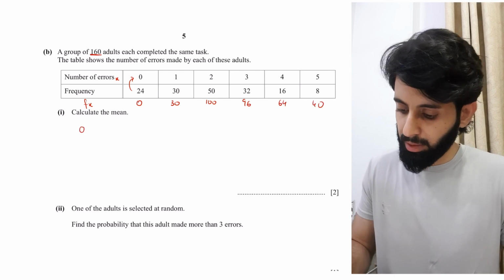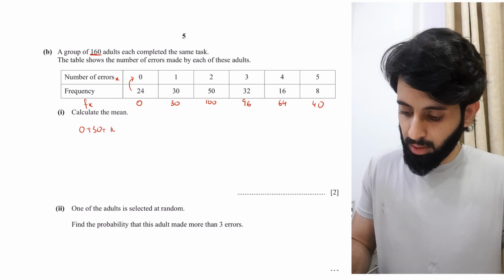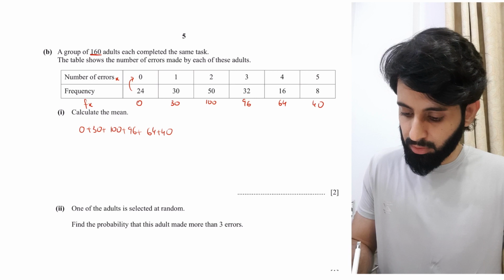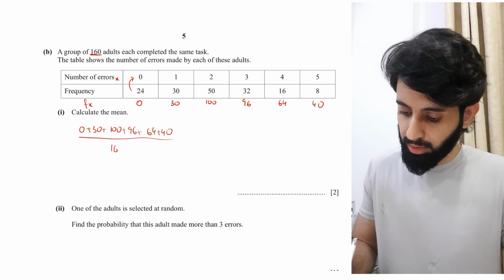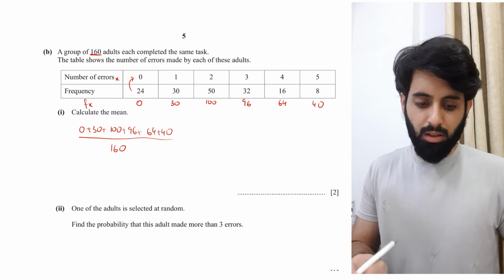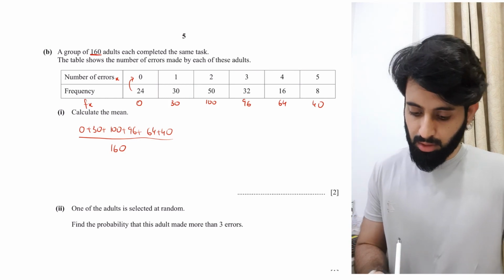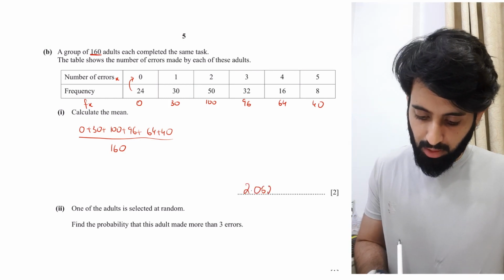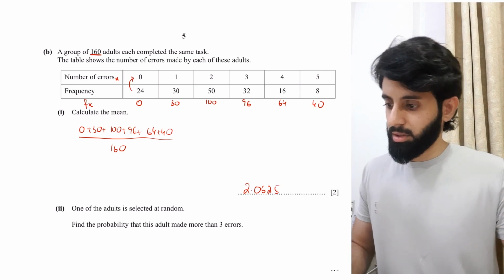Yeah, so let's just sum it up. 0 plus 30 plus 100 plus 96 plus 64 plus 40, and divide by the total frequency, which turns out to be 160. So 30 plus 100 plus 96 plus 64 plus 40 divided by 160. That gives us 2.0625. Since this is an exact answer, it's best to write the exact value, 2.0625.